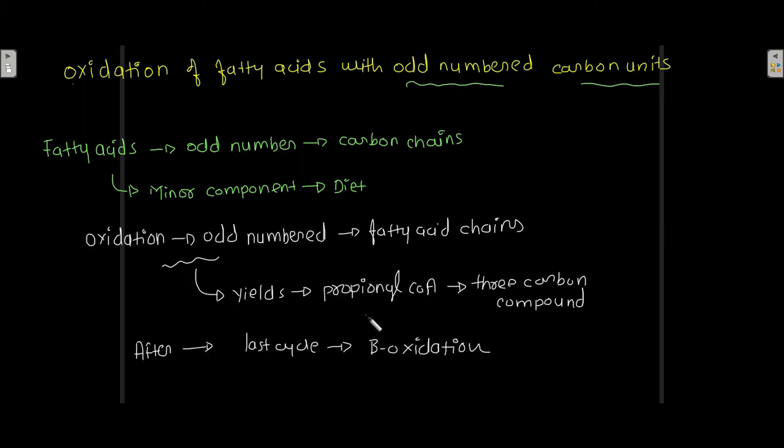Now the oxidation of an odd-numbered fatty acid chain yields propionyl coenzyme A, which is a 3-carbon compound, and it is yielded after the last cycle of beta oxidation. So after the last cycle of beta oxidation of these odd-numbered fatty acid chains, you have propionyl coenzyme A, a 3-carbon compound.